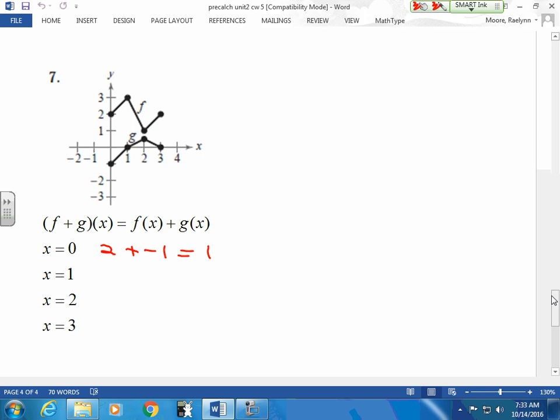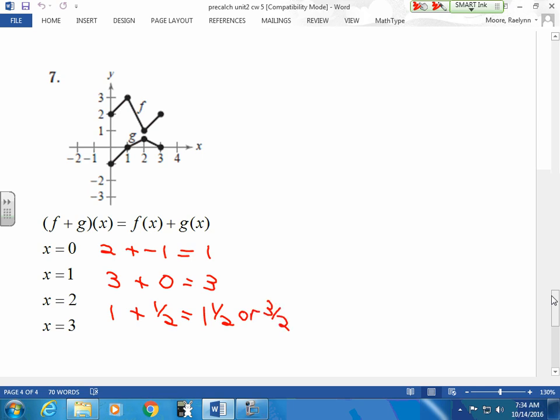Take them right off the graph. When x is 1, what is the value of f? 3. In the g function, when x is 1, what is the value of y? 0. When x is 2, in the f function, what is the value of y? 1. When x is 2 in the g function, approximately what is the value of y? Probably like a half. Or 3 halves.